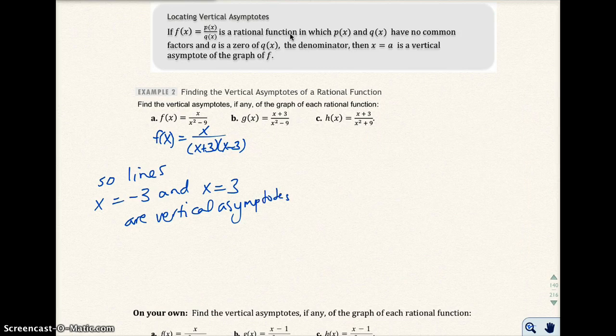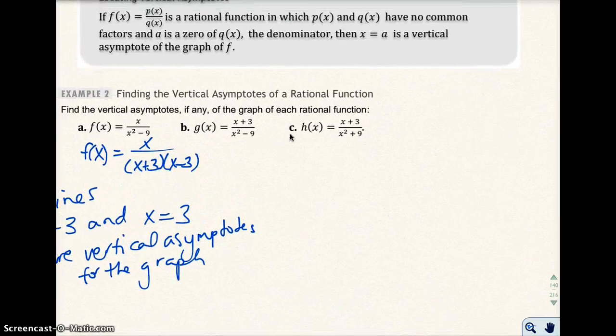For the graph. So later in this section, when we graph this rational function, we're going to draw a dashed line at x equals negative 3 and x equals 3, because we do not want our graph ever to have that value. Correct. Okay.